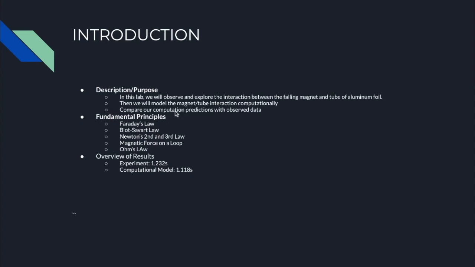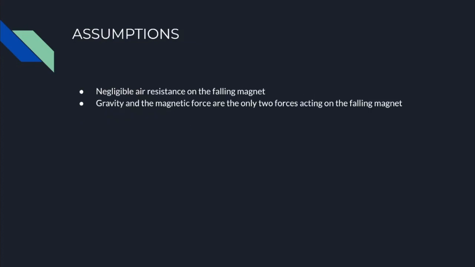So our fundamental principles are Faraday's law, the Biot-Savart law, Newton's second and third law, magnetic force on the loop, and Ohm's law. In the overview of the results, in the experiment it took 1.232 seconds to fall through, and the computational model 1.118 seconds.